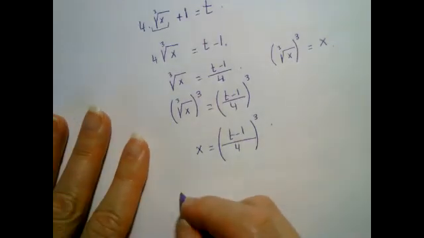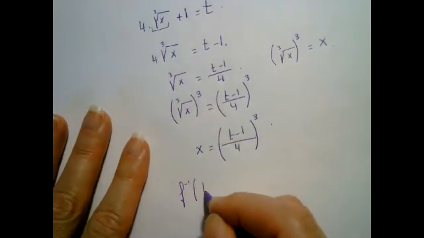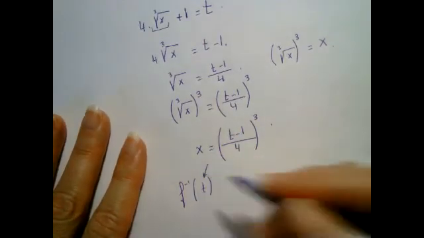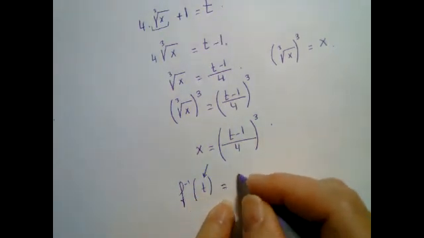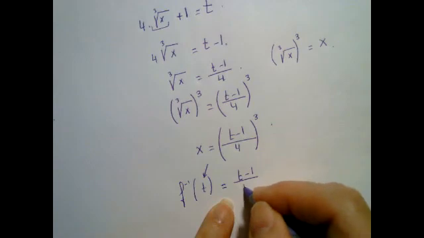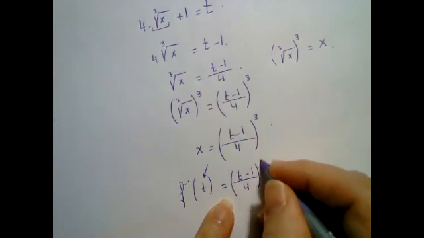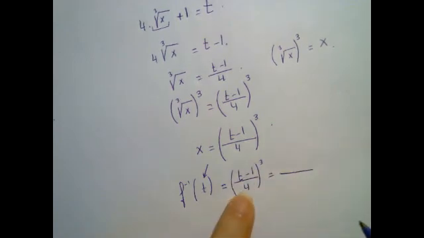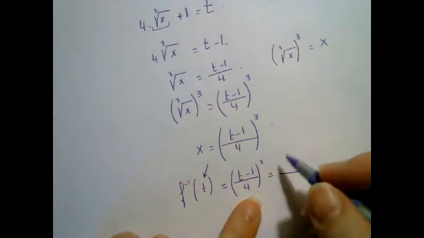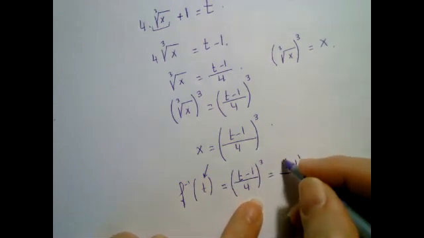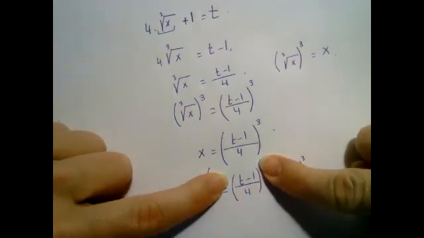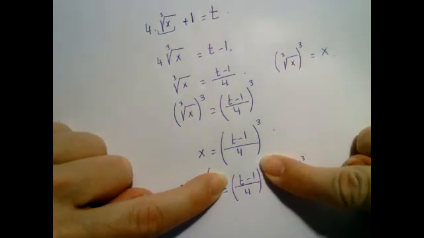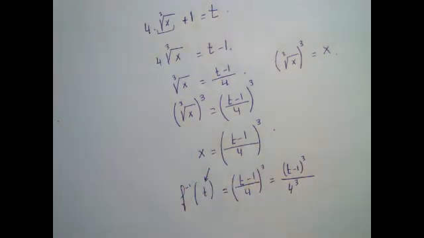So the rule for f inverse: if you want any output t, the input that gives you an output of t can be obtained by the formula t minus 1 over 4 to the power 3. Or you can write this as t minus 1 to the power 3 over 4 to the power 3, because here you're multiplying t minus 1 over 4 by itself 3 times. Okay, so that's how we find the formula.